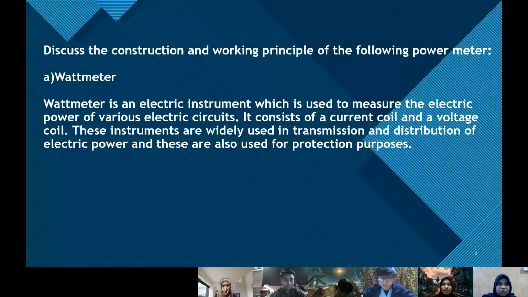First, the question: discuss the construction and working principle of the following power meter. A. Wattmeter. A wattmeter is an electric instrument which is used to measure the electric power of various electric circuits. It consists of a current coil and a voltage coil. The instruments are widely used in transmission and distribution of electric power, and these are also used for protection purposes.